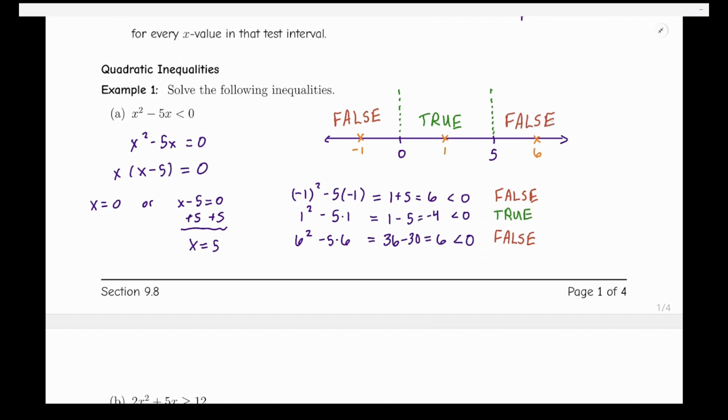Then, how do we report our answer? Well, our answer is the interval in which it was true. So our answer, well, we only have one true interval here. It's 0 to 5. Now, this is where you have to look at your inequality. We had a strict inequality here, which means it cannot equal 0. So we're going to use parentheses on both endpoints.